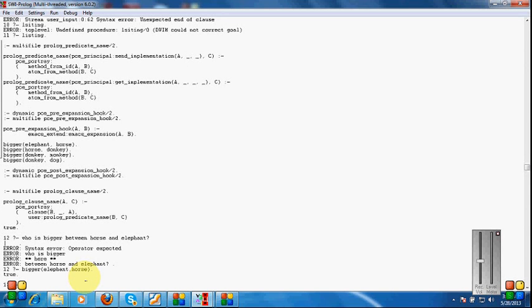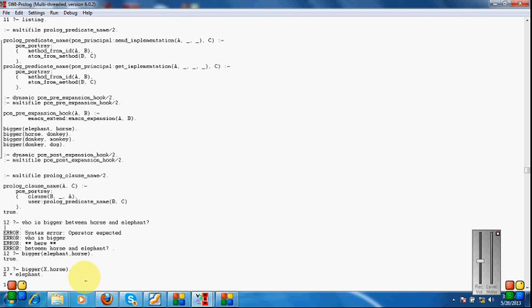I will ask another question: who is bigger than horse? So bigger, X, horse. It is elephant. I ask the question, who is bigger than horse? Prolog gives me the answer that X is elephant. Elephant is bigger than horse basically.